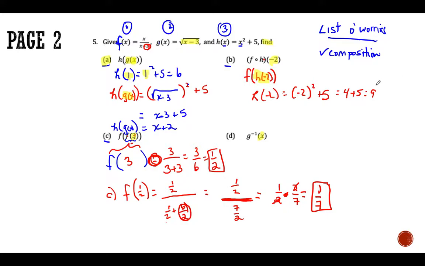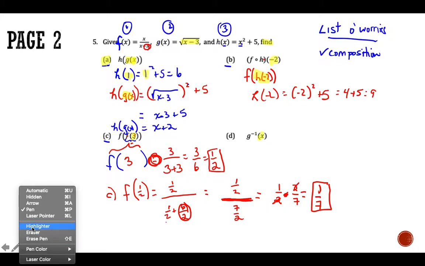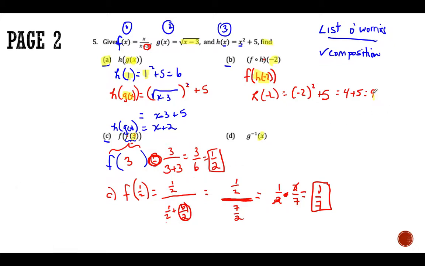I'm not done yet. This H of -2 is 9. So go replace the H of -2 with 9. So the original problem said, what is F of H of -2? But H of -2 is 9. And what does that tell you to do? Go find the function F and put 9 into it. Don't you dare cancel the 9s, you don't have multiplication.